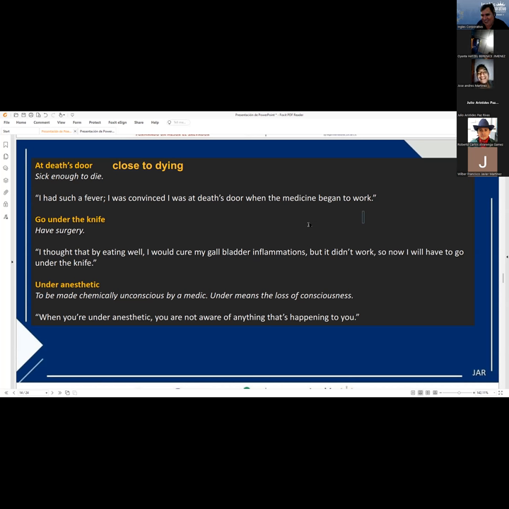So, I thought that by eating well, I would cure my gallbladder inflammation, but it didn't work. So now I will have to go under the knife, okay? I will have to be operated on. So that would be go under the knife. Teacher, what is gallbladder? Gallbladder is one of the things that are on top of the liver, vesicula, right? So the gallbladder.